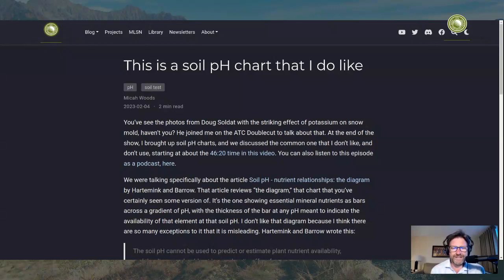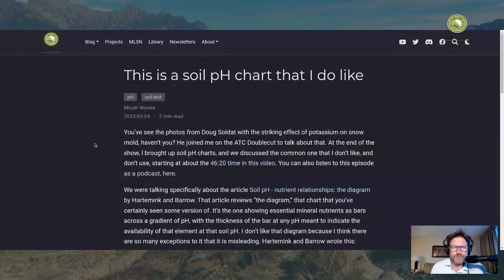This is one called "This is a Soil pH Chart that I do like." And soil pH, of course, is very important. And yet, I've also been discussing or mentioning, although I didn't really record a podcast specifically about it, a soil pH chart that I don't like. And I talked about that when Doug Soldot joined me on the ATC Double Cut to talk about the striking effect of potassium on snow mold.